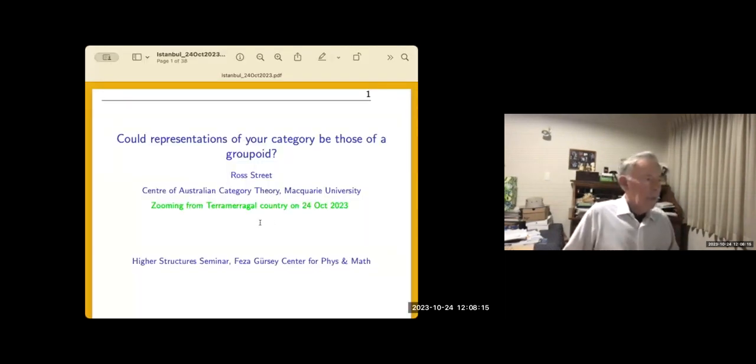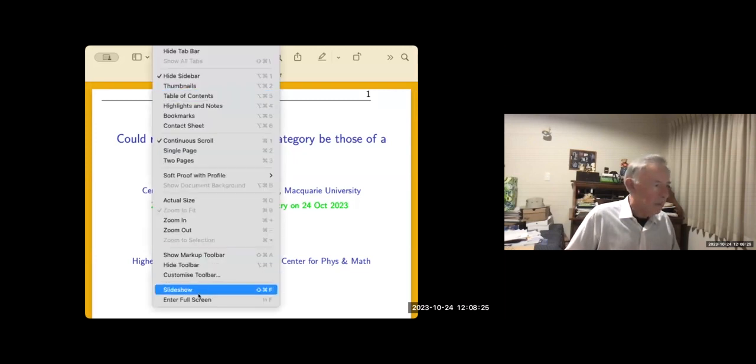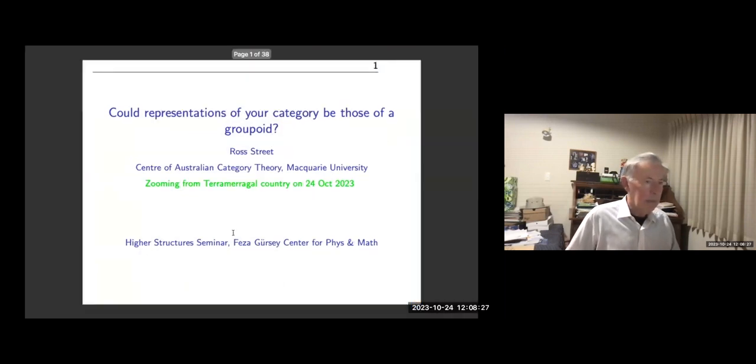Okay. So share screen. That's it. Share. No. I'll make it full screen. Where is it? Under view, I think. Yeah. Oh, is that bigger? Okay, good.